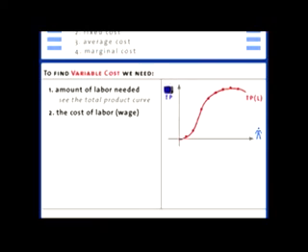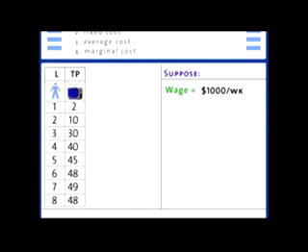Let's suppose, for the sake of our example, that the wage for a television set assembly worker is $1,000 per week. That means every time a firm hires another television assembly worker, they've got to pay that laborer $1,000 per week. Let's now use that information to find the variable cost of producing certain quantities of television sets. Go back to the chart that we began with. This chart describes the production possibilities of the firm, that is, how many television sets a certain number of workers can assemble in a week.